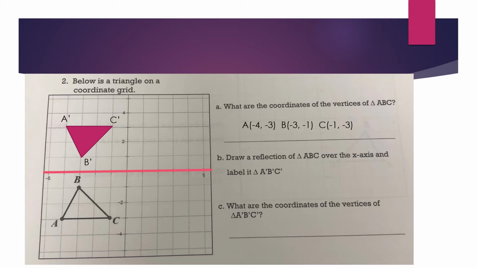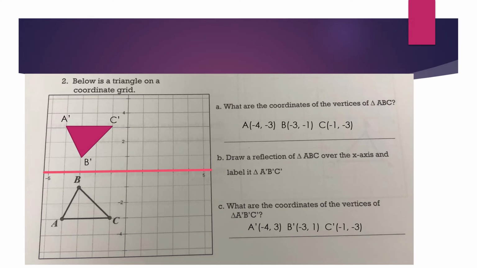A is 3 spots away, and A prime is 3 spots away. B and B prime are 1 spot away, and then of course C is 3 spots away. Now once you've done that, you've got to find the coordinates of the vertices, which are this. So you shouldn't have too many difficulties with it.